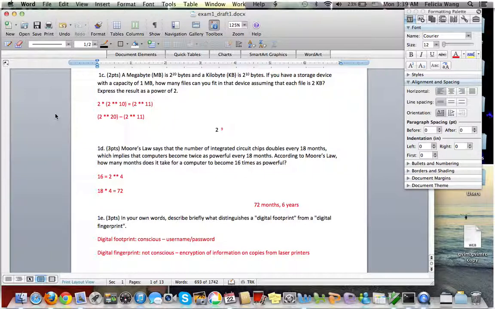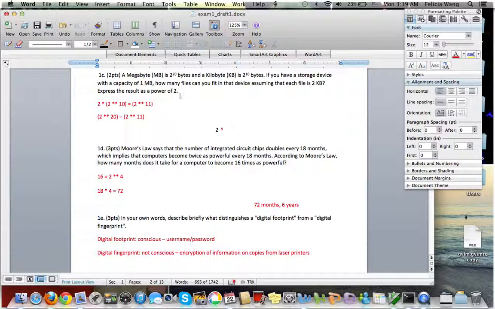Alright, so 1C. A megabyte is 2 to the 20 bytes, and a kilobyte is 2 to the 10 bytes. So if you have a storage device with a capacity of 1 megabyte, how many files can you fit in that device, assuming that each file is 2 kilobytes? So express the result as a power of 2.